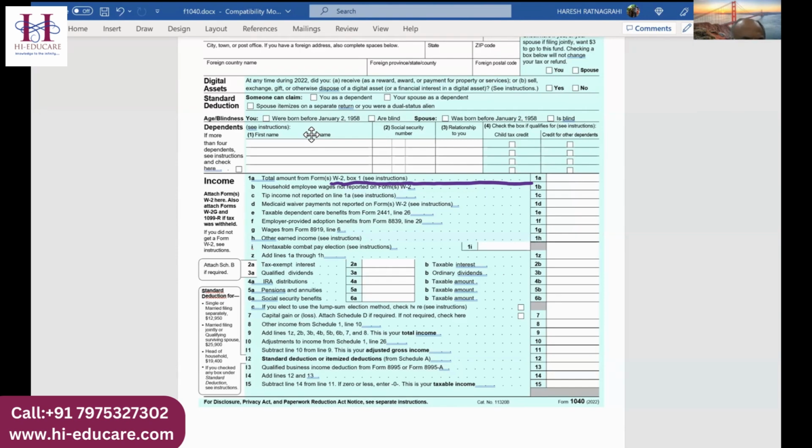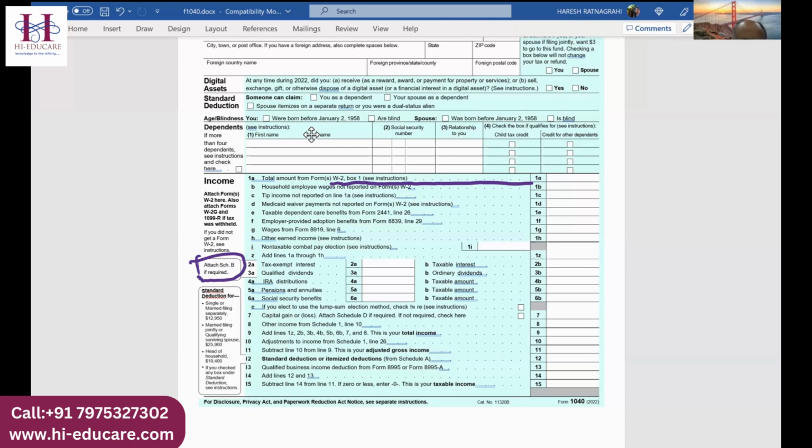You have to attach the W2 form, and these are the incomes, whatever you are reporting. Tips are there. Then you have the taxable dependent care benefits. All the W2 forms you have to attach. And then if you see, all the schedules are there. Schedule B is flowing directly to 1040. Let me tell you again, Schedule B is flowing directly to 1040.